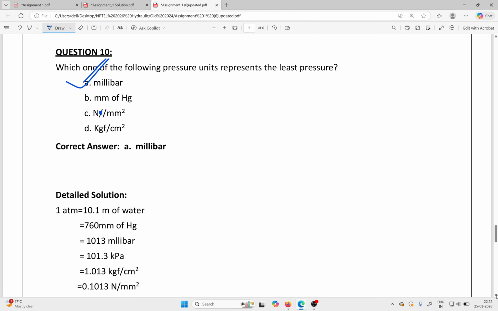So here the explanation is given. So the detailed solution is given.